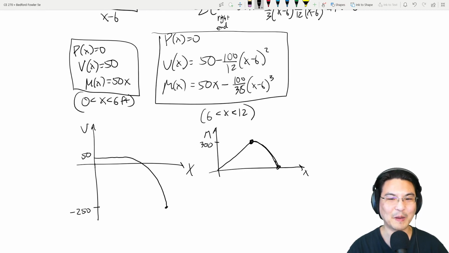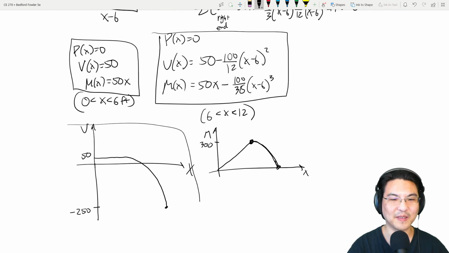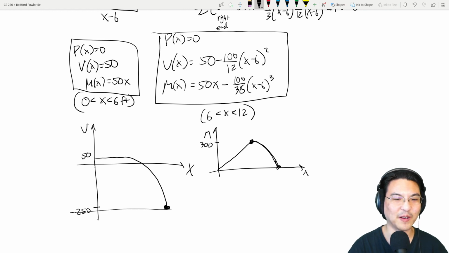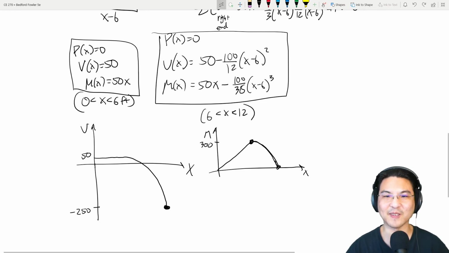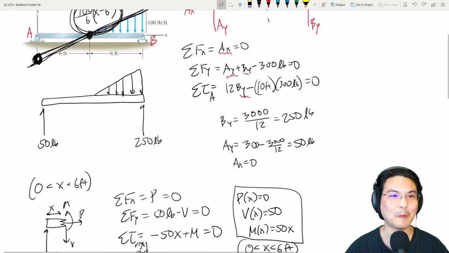The point is that if you look at the shear, where's the shear? It's negative 250 over here, 50 over here. And then what about the bending moment? It hits a maximum right in the middle. The value is 300 foot-pounds. So that's important information as you make decisions as an engineer for your designs.